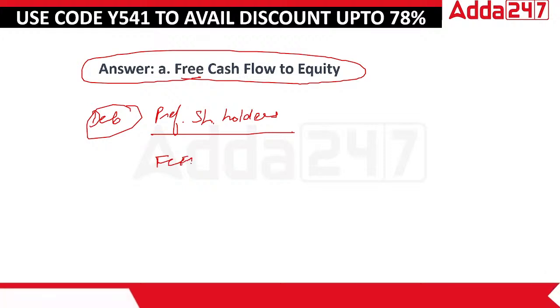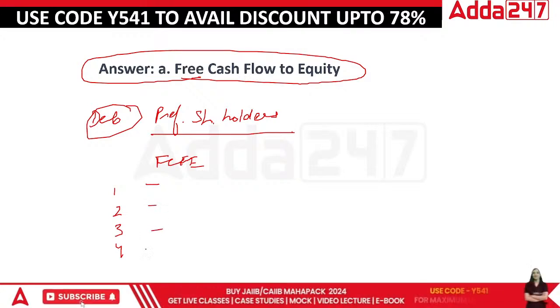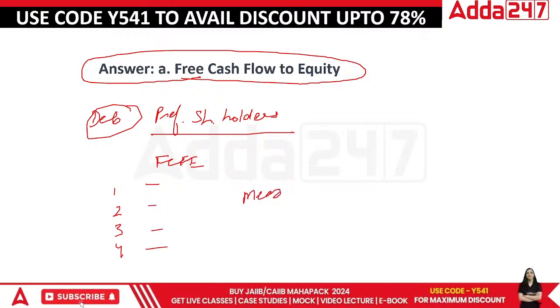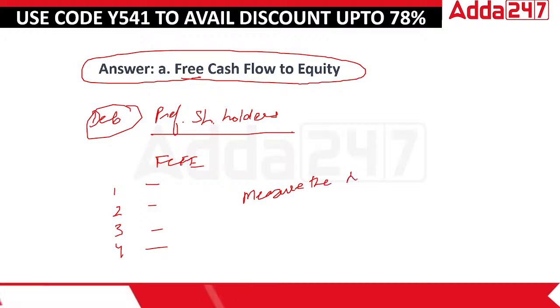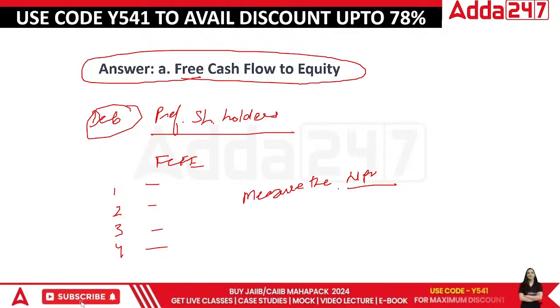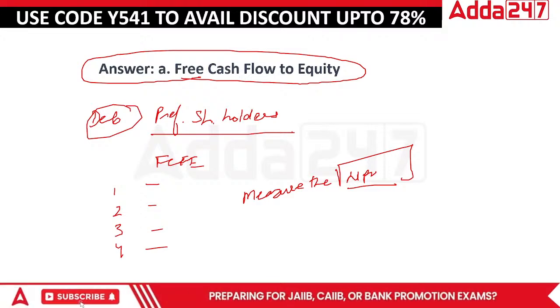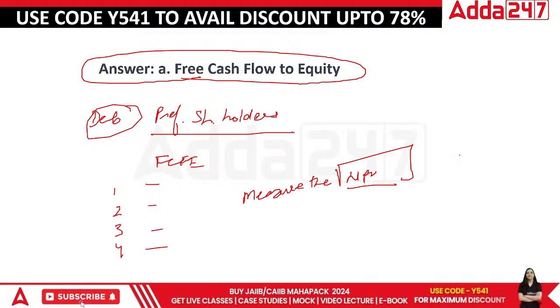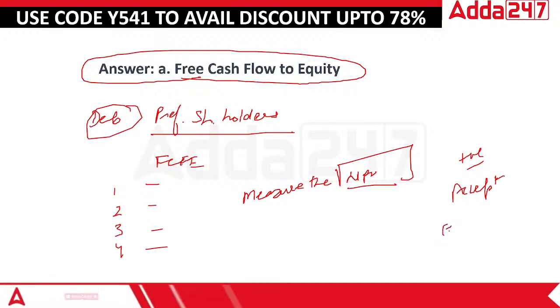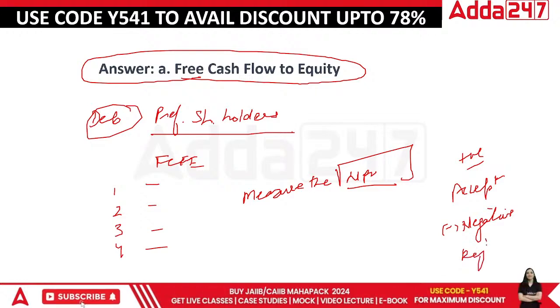When we talk about FCFE, we are looking at it over a period of years, and then we find the net present value, the NPV. Once you find the net present value, you can find out whether it is helpful for this organization or not. If it is positive, then accept. If it is negative, then reject.